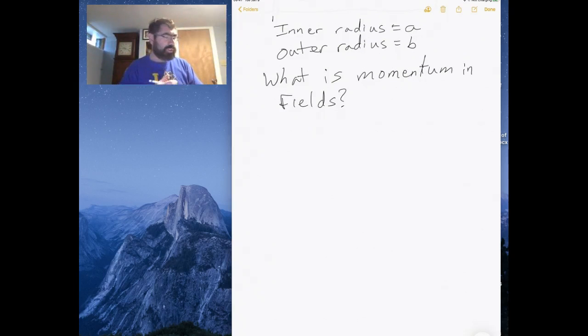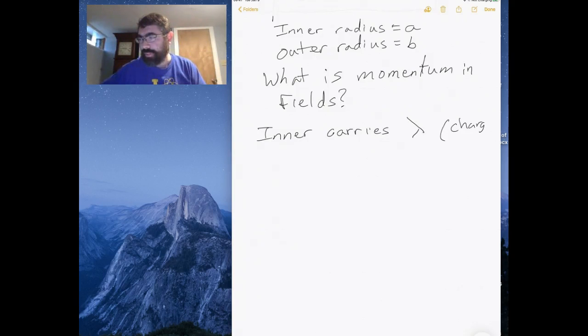I said that there's a current flowing on the inner and the outer conductors. I can now think about how much charge there is over the surface areas of these conductors. So let's say that the inner carries a charge density of lambda. So that's charge per length.